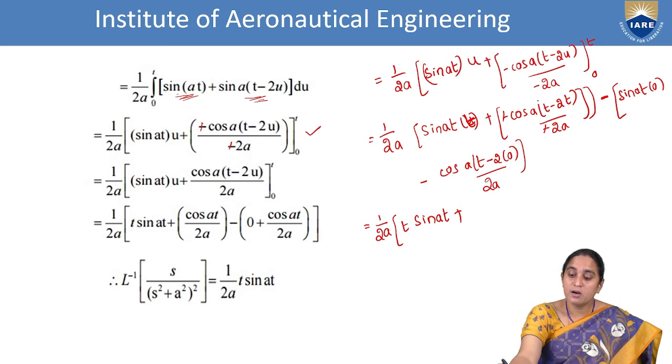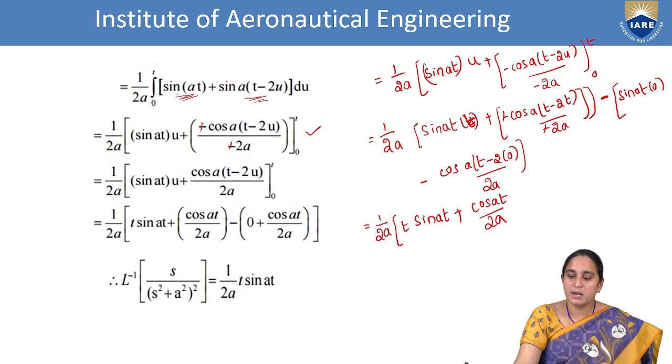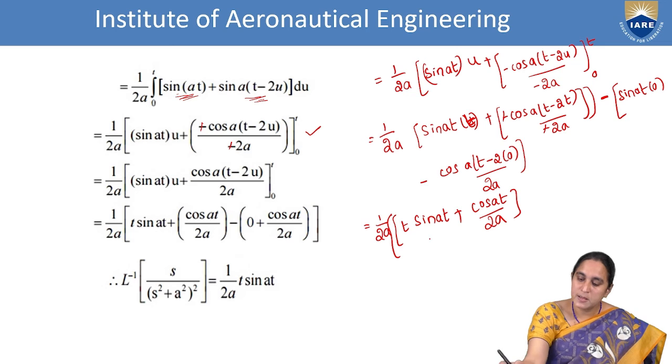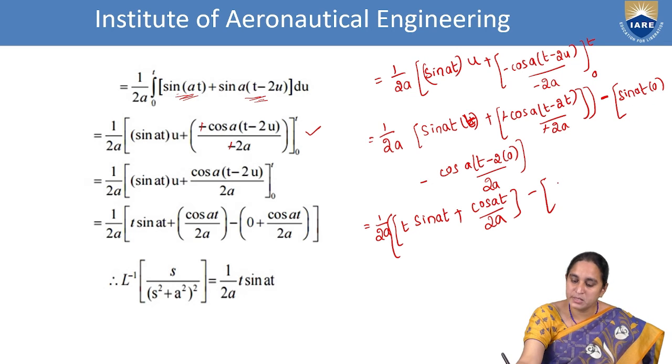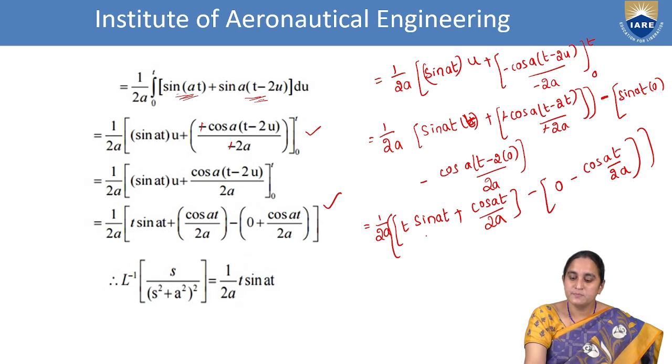Cos a of minus t. But what is the formula of cos of minus theta? That is plus cos theta. That means I'll write here directly cos at by 2a. Then minus, this is completely 0, minus of cos at by 2a. This is this step. That is 1 by 2a into t sin at plus cos at by 2a minus of 0 minus cos at by 2a.